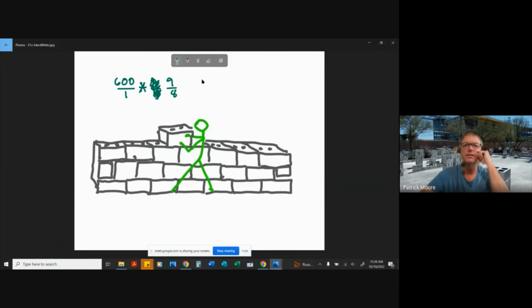600 times 9, 6 times 9 is 54. And then those two zeros, 100. 1 times 8 is 8. So if you turn the fraction over on its side, now this line here goes like this. The 5400 goes over on here, so that's 5400. The 8 goes over to here, which is 8. See, there's our fraction on its side, 5400 over 8.